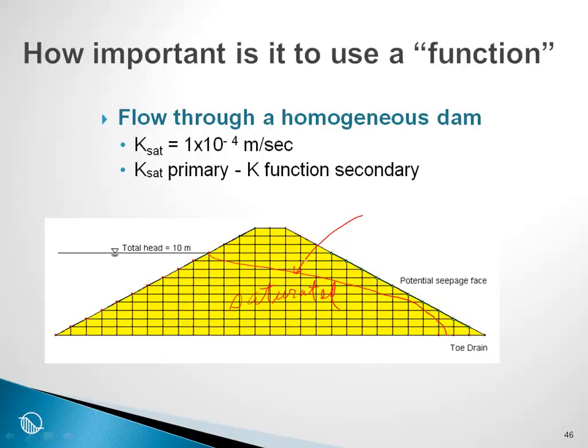So, since this flow system is predominantly saturated, Ksat is primary, the conductivity function is of secondary importance. So in a case like this, any reasonable hydraulic conductivity function representing the soils is more than adequate. Not a great deal of time needs to be spent on refining the definition of the hydraulic conductivity for a case like this.